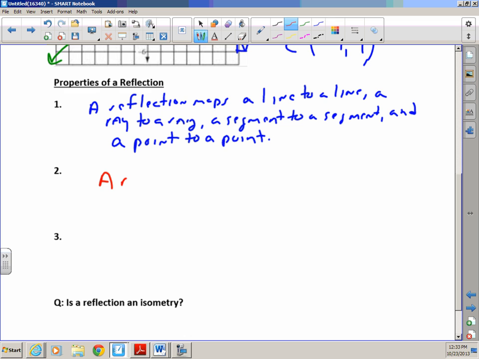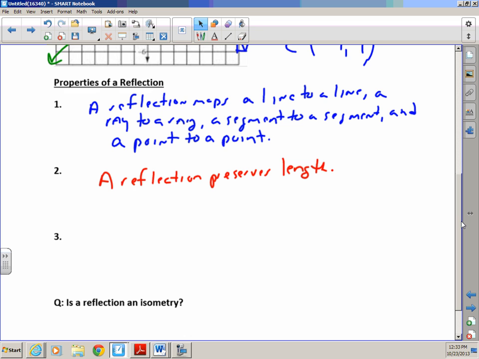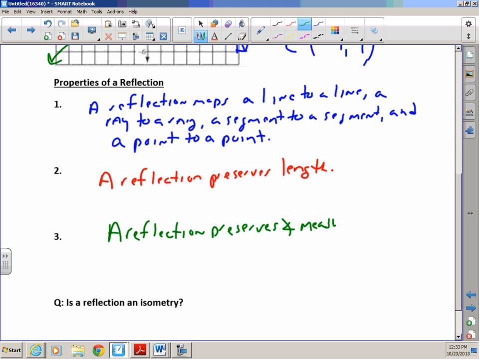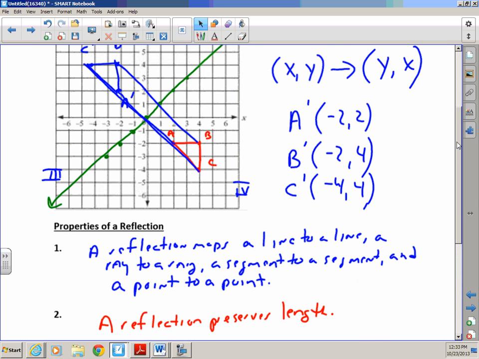Next, a reflection preserves lengths. And finally, a reflection preserves angle measures. So again, what the 2 and 3 are telling us here is that whatever the length of BC is, B prime C prime is the same length. Whatever the measure of angle A is, the measure of angle A prime is the same.